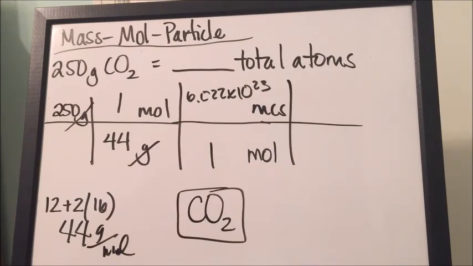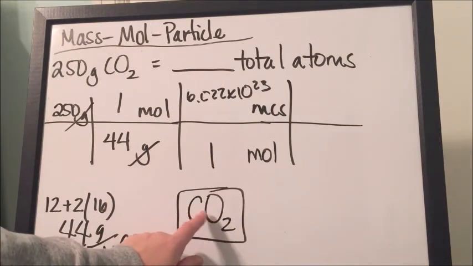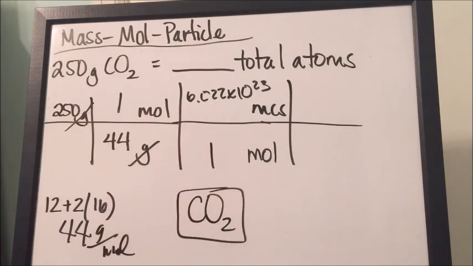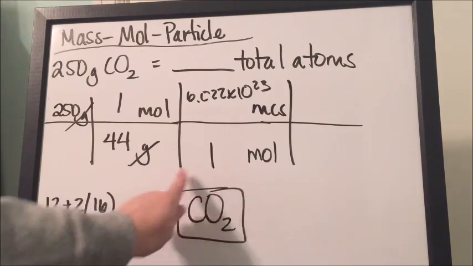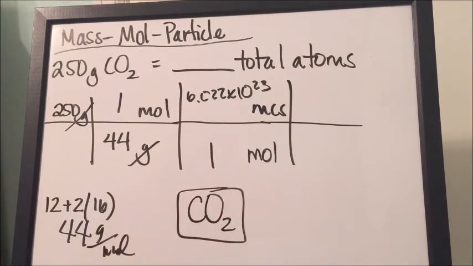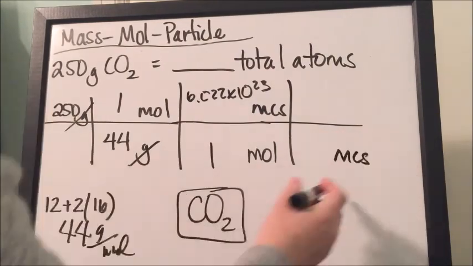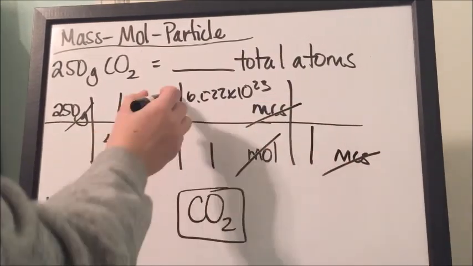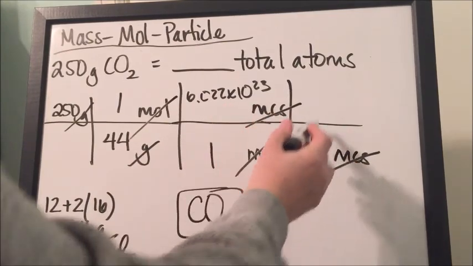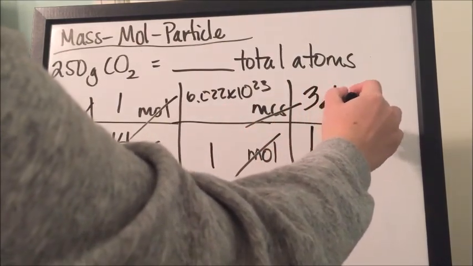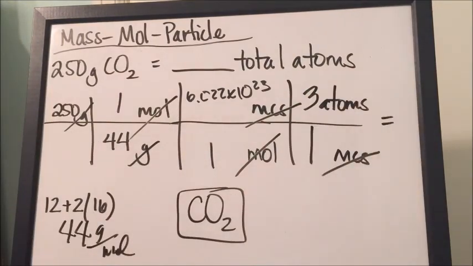They wanted to know total atoms in a molecule. Well, if you look at your formula, you see that for every 1 CO2, there are 3 atoms that make it up. There's a carbon and there's 2 oxygens. So for every 1 molecule, there are 3 atoms. So for every 1, oops, forgot to cross out my moles. For every 1 molecule, there are 3 atoms. And so that is going to give us our total atoms in 250 grams of CO2.